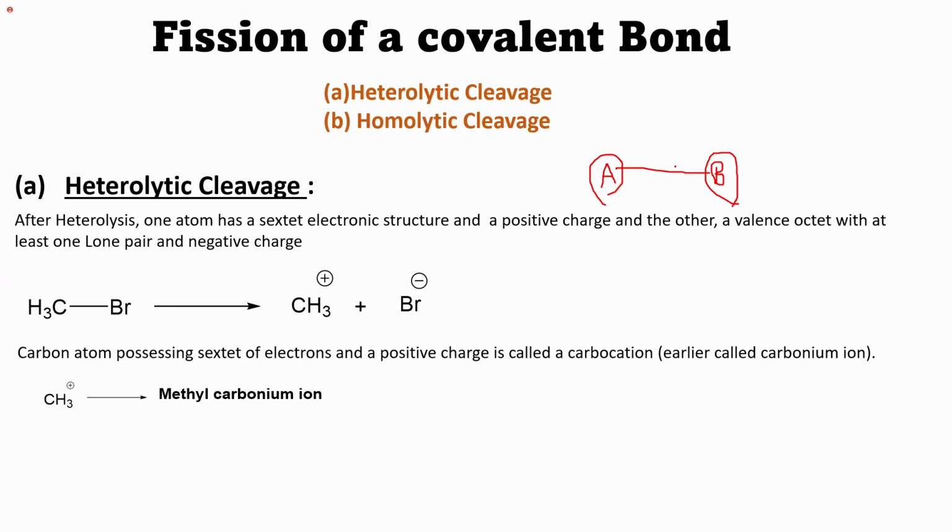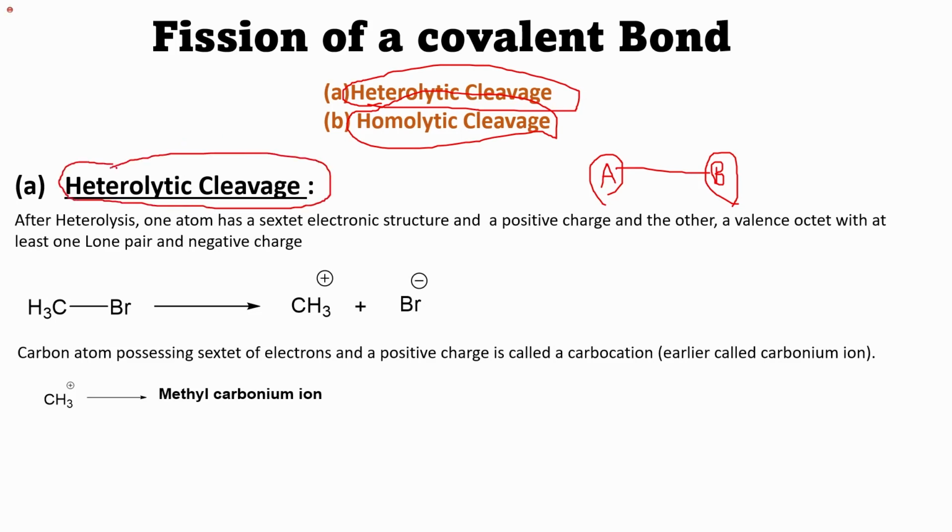Now the main topic is the fission of the covalent bond, like how to cleave this covalent bond. There are two methods by which we can cleave the covalent bond. One is the heterolytic cleavage, and the second one is the homolytic cleavage. I'll go one by one with a brief discussion. First we'll discuss the heterolytic cleavage. From the definition itself, you can imagine what it is. Heterolytic means different, and homolytic means the same way.